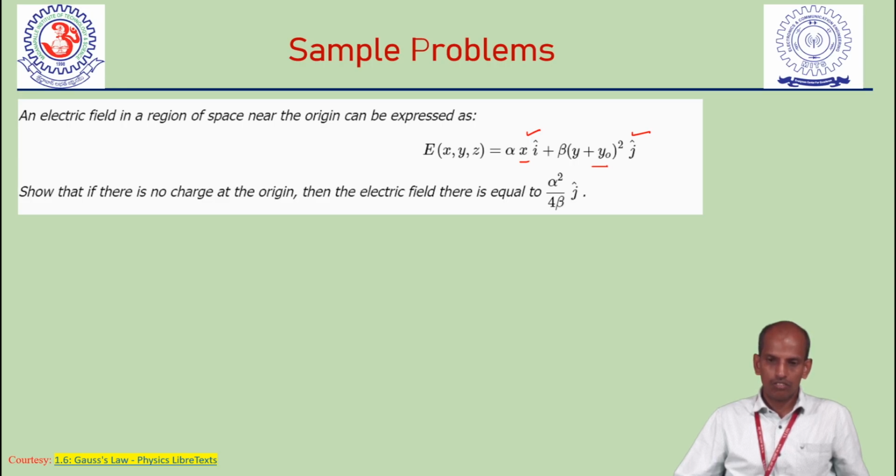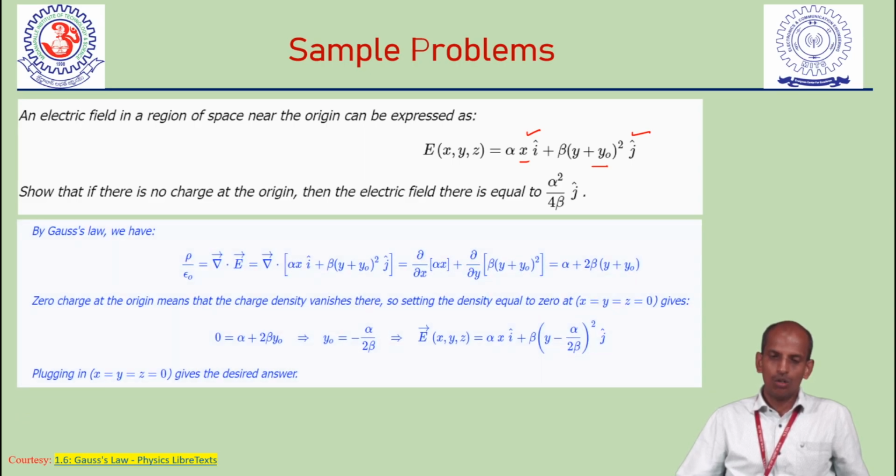Just think for a moment how one can show this. The electric field is alpha x i hat plus beta y times y naught squared j hat, and one is required to prove it. What do you have to prove? That the electric field is equal to this much. How to prove it? What should your strategy be? How can one move on? Just think of it, pause the video at least for a minute, have a pen and paper with you, try it out, then you can match your solution. Yes, so let us see.